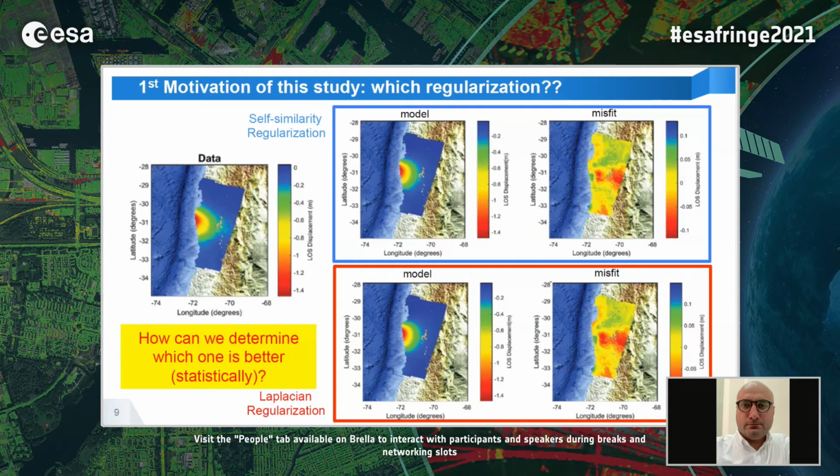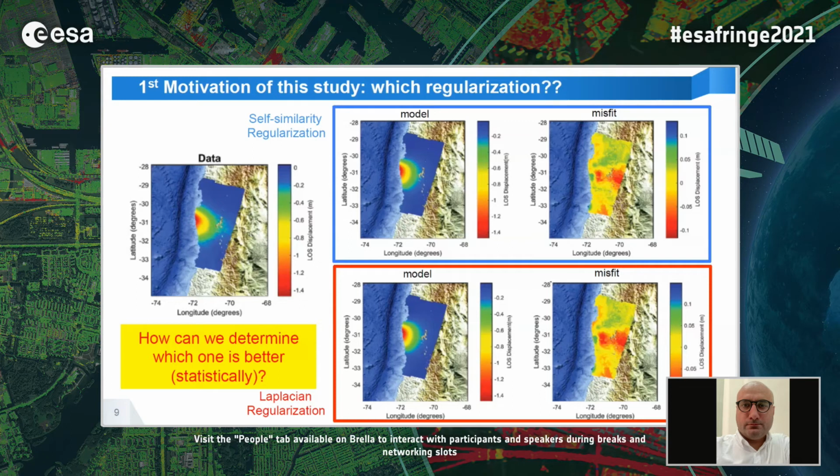But can we statistically determine which one is better? Does it make sense to do that? Or can we leave it here and say, okay, that's what we can do, and then we should geophysically interpret it? Or can we statistically say which one is better? That's the first motivation of this study.